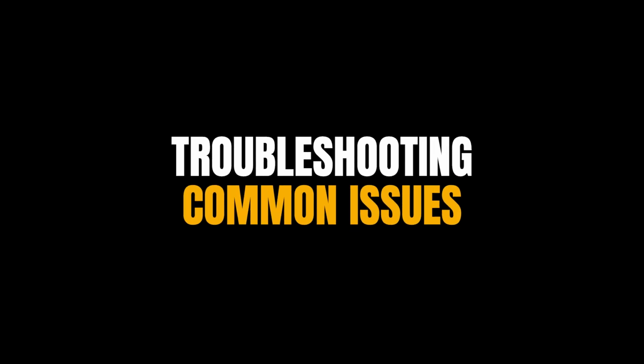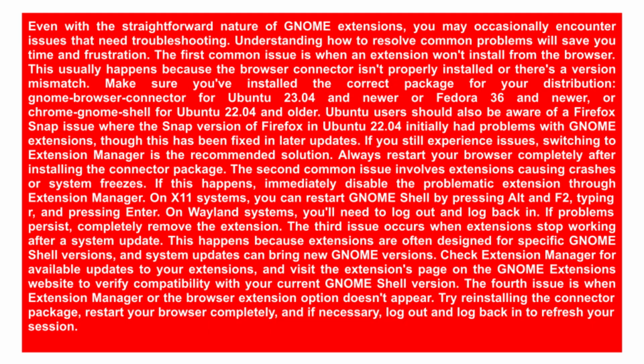Sometimes things go wrong. Here are the most common issues and their fixes. Issue number 1, extension won't install from browser. Well, make sure you have the correct package installed. Ubuntu 23.04 plus, gnome-browser-connector. Ubuntu 22.04 or older, chrome-gnome-shell. Fedora 36 plus, gnome-browser-connector.